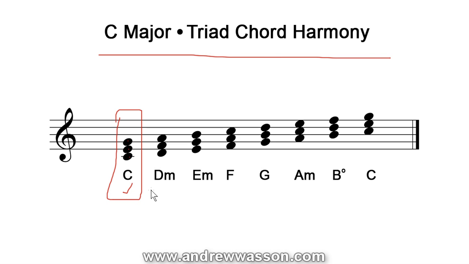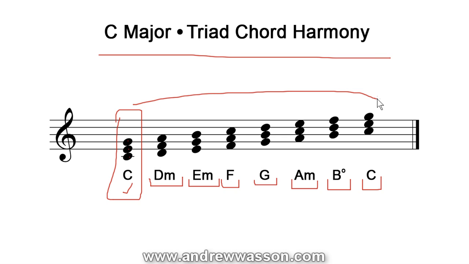As we travel continuously through the key, stacking in third intervals, we wind up with a second degree, that's a D minor. The third degree in the scale is E minor. The fourth is an F major. The fifth is a G major. The sixth is A minor. And the seventh is B diminished, taking us back up to our octave again. So we wind up with a series of different quality chords across every step of the entire scale.